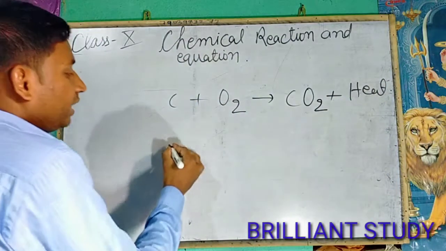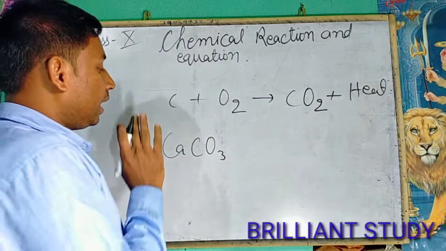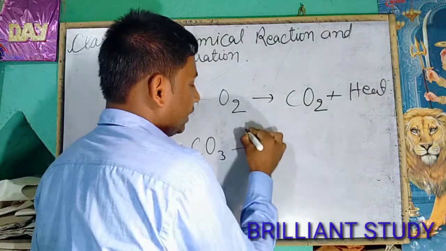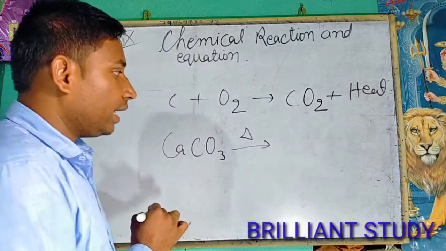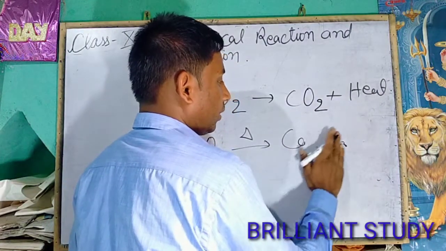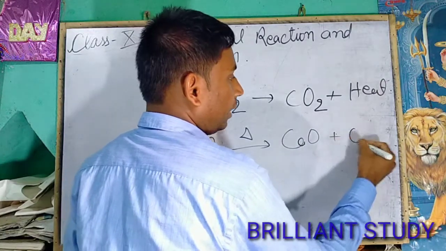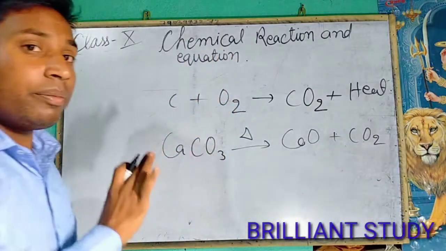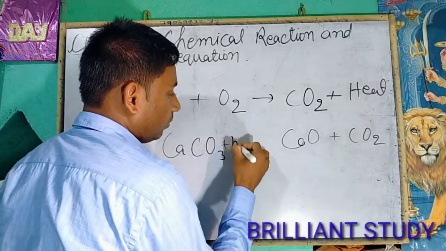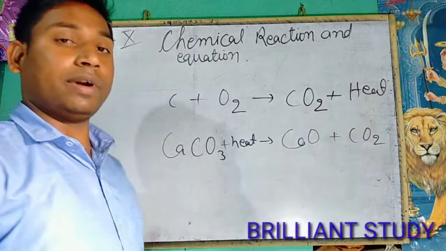But when calcium carbonate is heated, it gives calcium oxide and carbon dioxide. What happens in this case? In this case, the heat is absorbed and it gives calcium oxide and carbon dioxide.